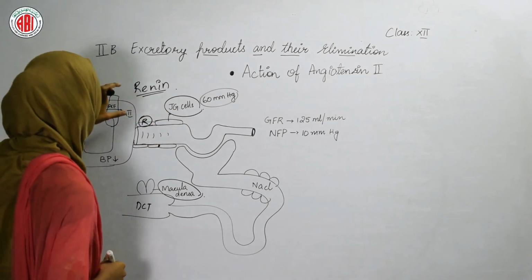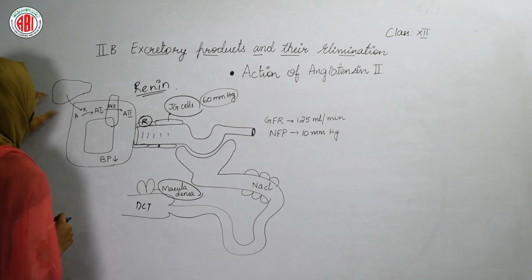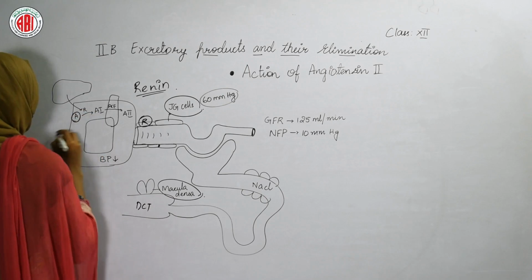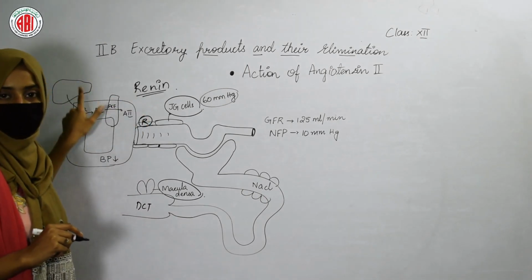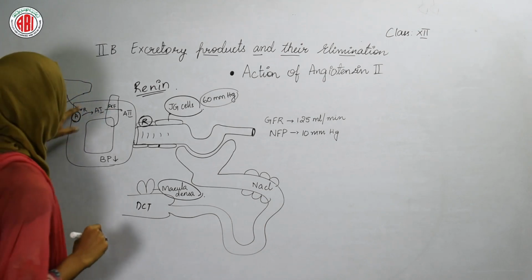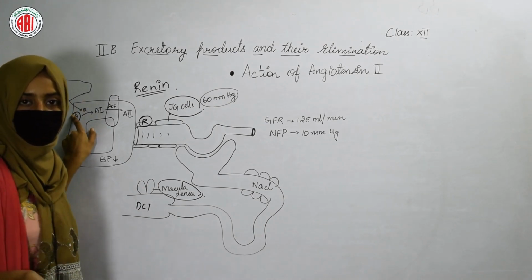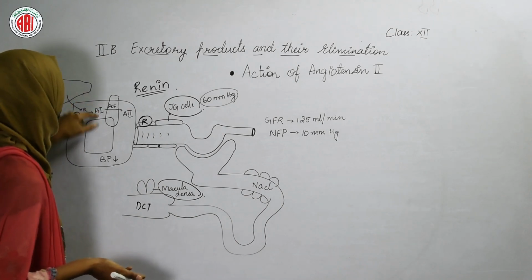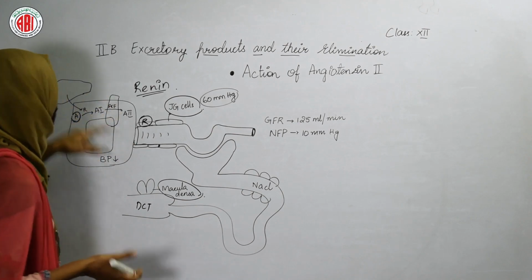Once this enzyme is released, it flows into the blood. When it reaches the liver, which contains an inactive substance called angiotensinogen, renin acts upon angiotensinogen, which helps in activating it. Angiotensinogen is converted into angiotensin I. Angiotensin I can be converted into angiotensin II because angiotensin I is not very active.